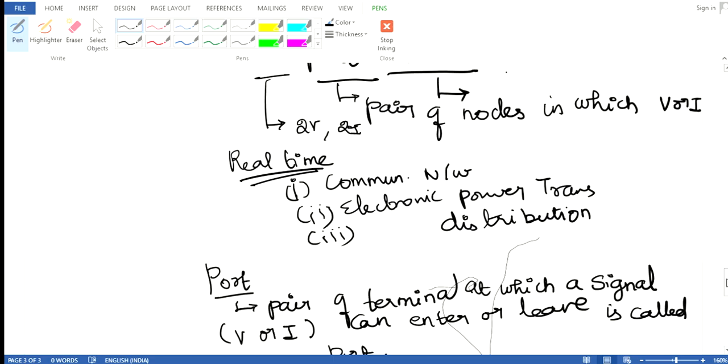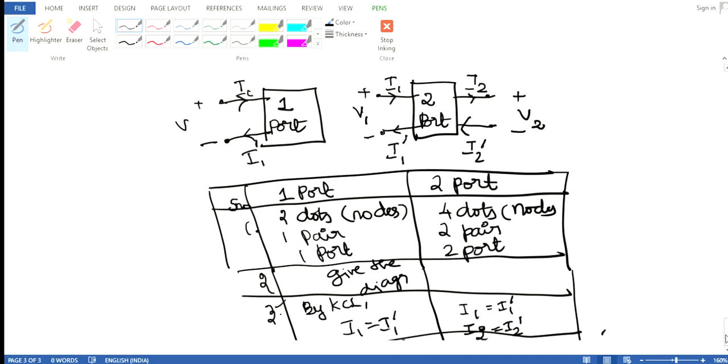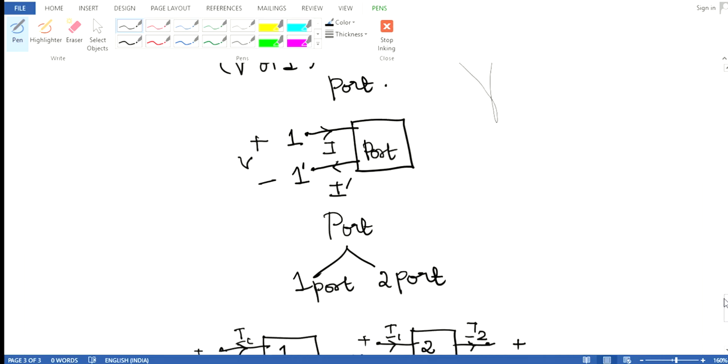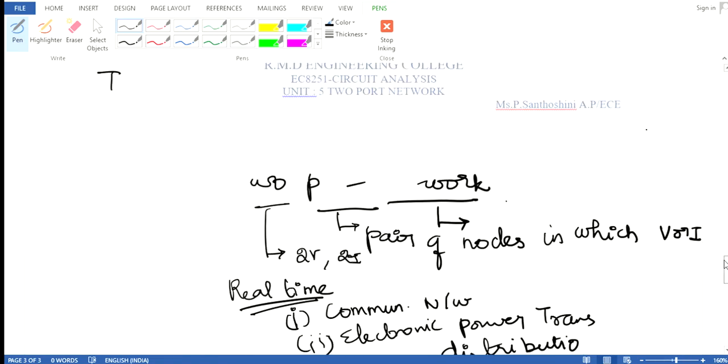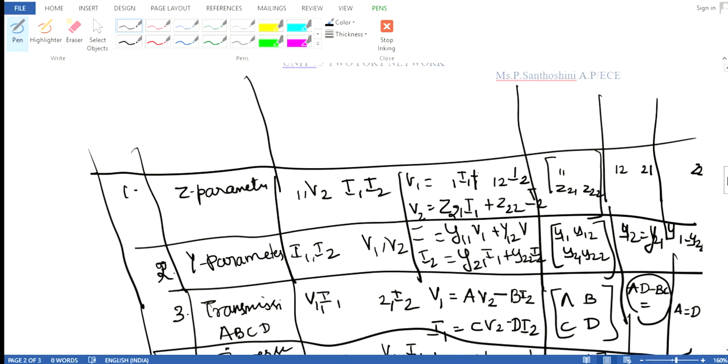And we see that there are two types: single port and double port. A two-port network is nothing but having four terminals, and if you apply KCL, I1 equals I1 dash, I2 equals I2 dash. If the problem comes under one port, we can use Thevenin and Norton's theorem, and for two-port networks we can use the S domain. After completing this, we discuss the combination of parameters.